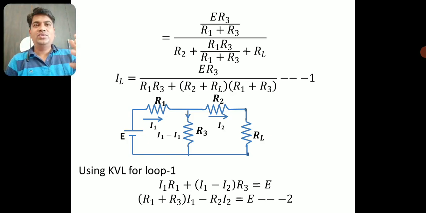Alright, now the current through this load resistance is I2. I2 is the current which is flowing through this load resistance. Now I need to establish an equation for I2. You know these kinds of complicated networks, you know how to solve an equation.